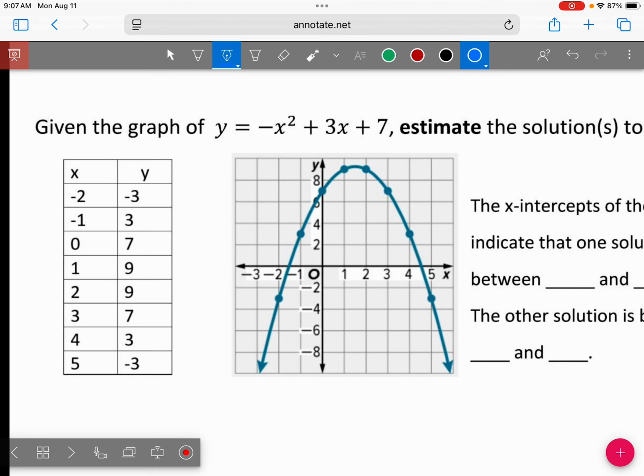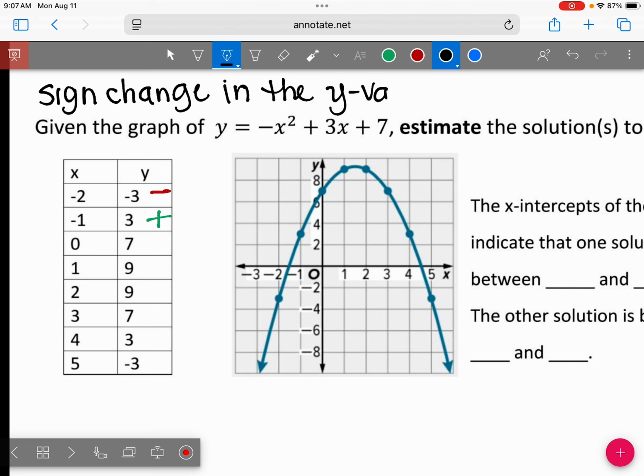So let's look at this table really quickly. I'm going to look at the table and I'm going to look at the graph. So notice that my y value starts off negative and then it becomes positive. Anytime you have a sign change in the y value, that's going to equal an x-intercept.